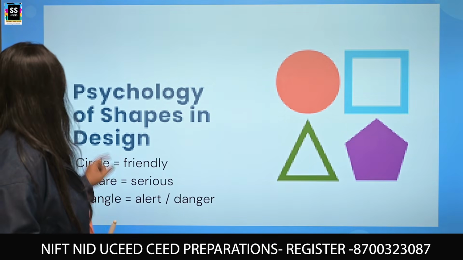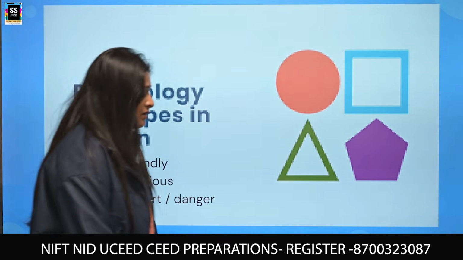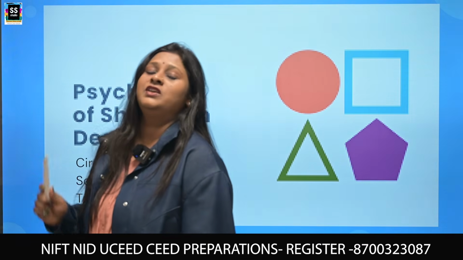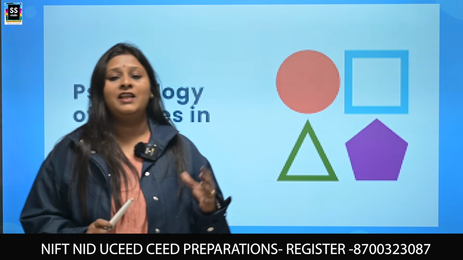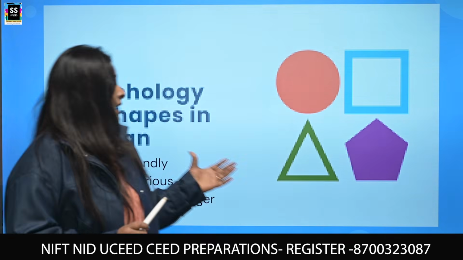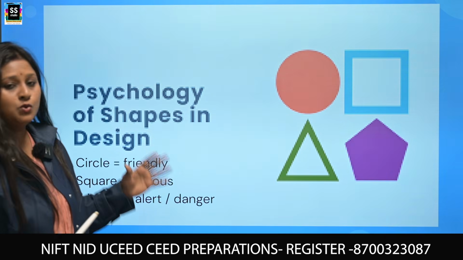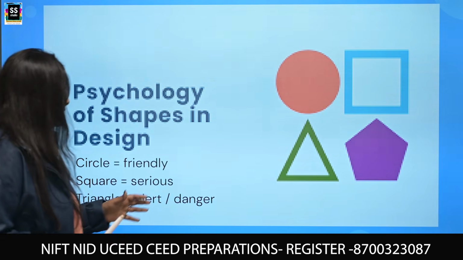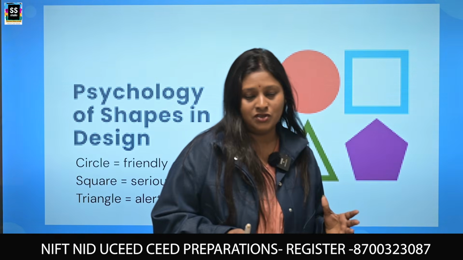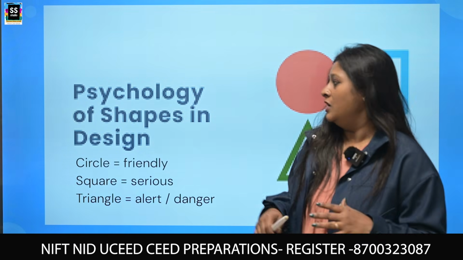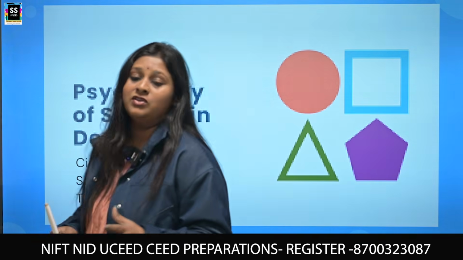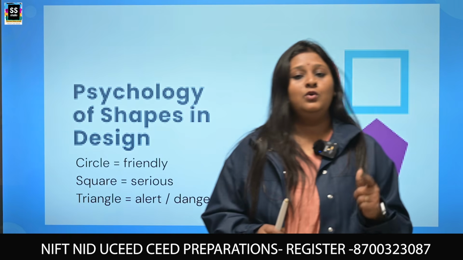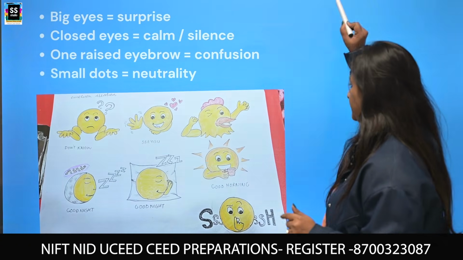Okay. Now, sorry, this picture is blurry, but you must know one thing: knowledge of line and shape psychology is very important when you are attempting a visual communication question. How? A circle usually depicts friendliness, a square usually depicts seriousness, and triangles usually depict alert and danger type of situations. So you must know about shape and line psychology. Again, I have my session on shape and line psychology on YouTube. You can go and see it in the playlist.